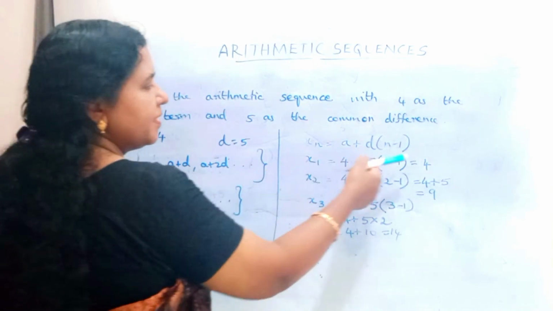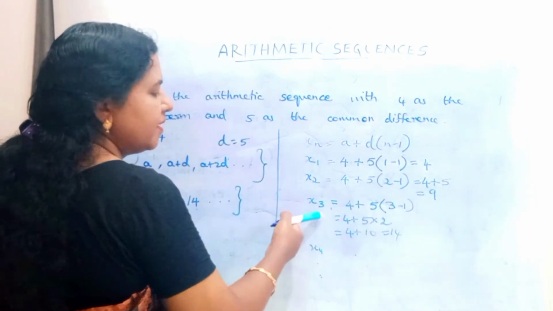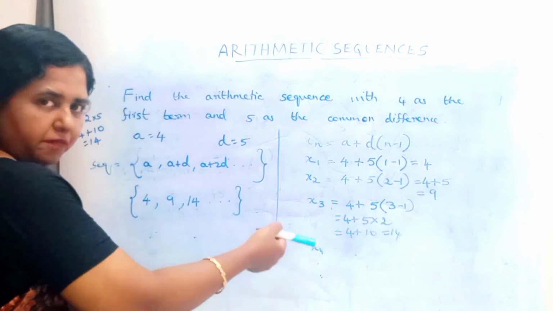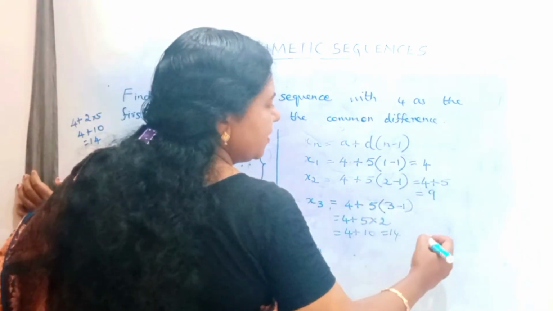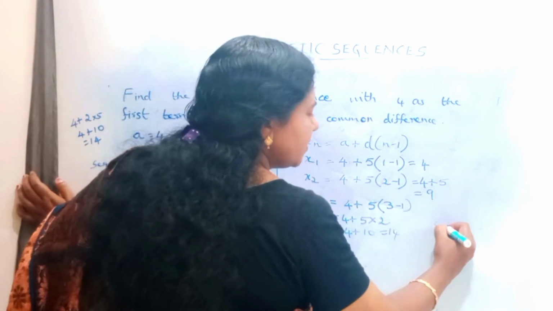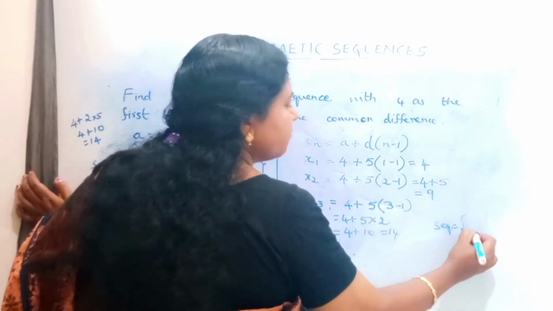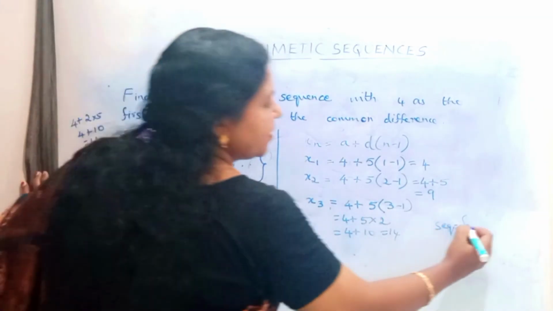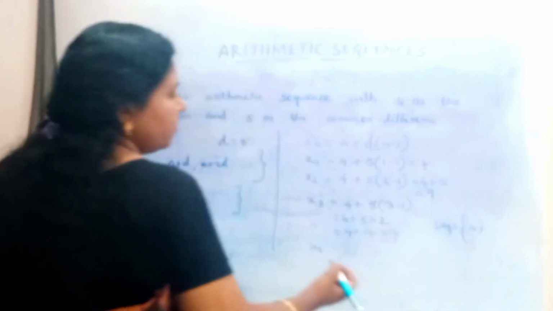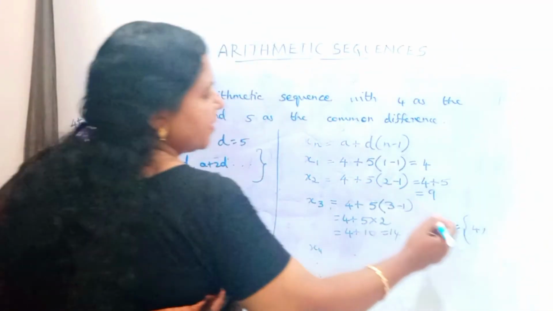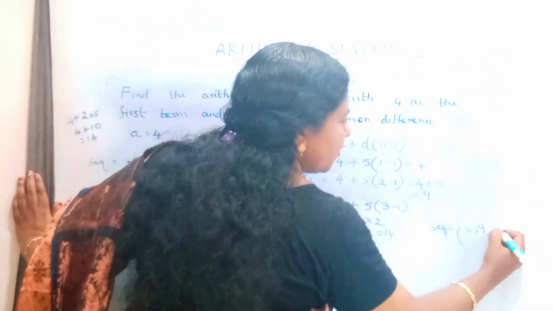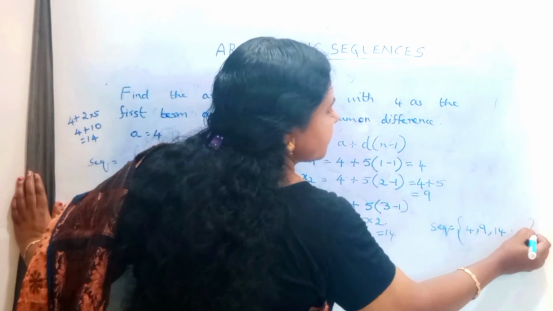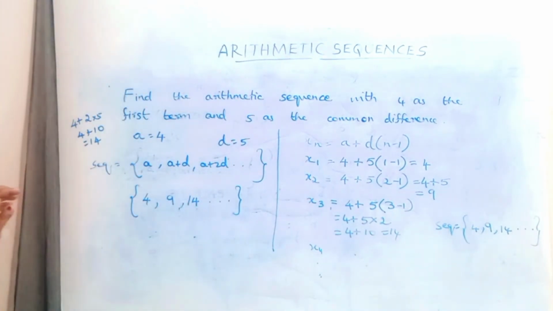So in this way, now here we have got the terms. The first term is 4, second term is 9, third term is 14, fourth and fifth we can find out. Okay, so now by using all these terms we can bring out the sequence. So the sequence is equal to, first we write down the first term, 4, then use a comma, and the second term is 9, and the third term is 14, and the next. So now this becomes the sequence.